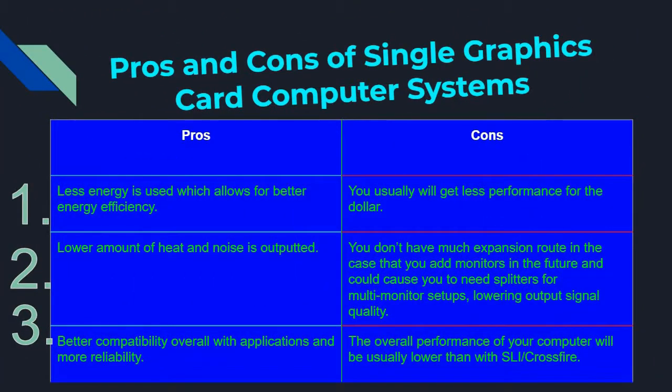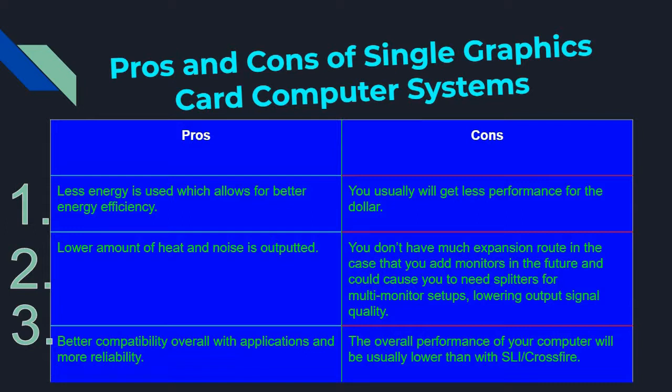Pros and cons of having one graphics card in a computer system. You're going to have less energy used, which allows for better energy efficiency, lower amount of noise and heat is outputted, and you're going to have better overall compatibility with applications and greater reliability. The cons are you're going to get less performance for the dollar.